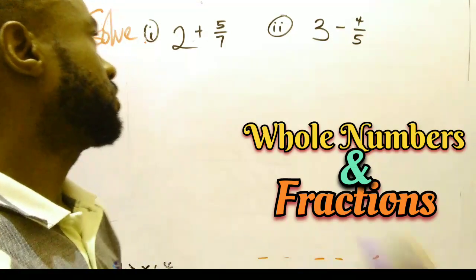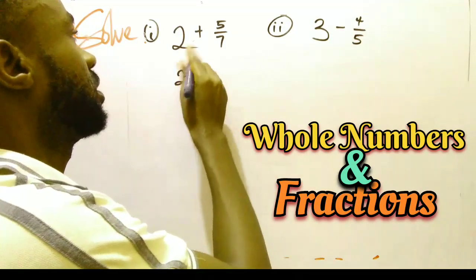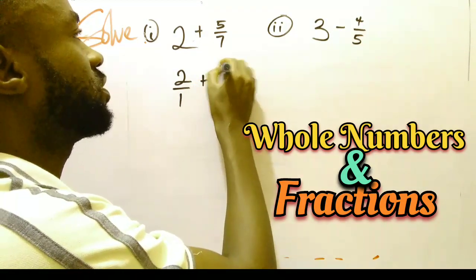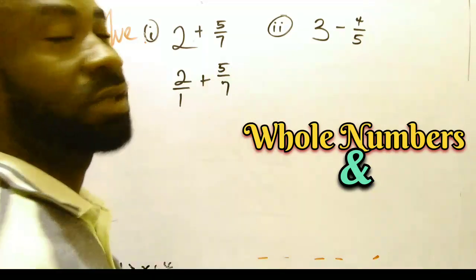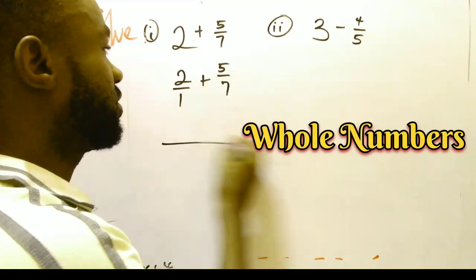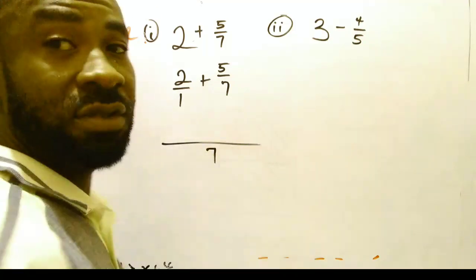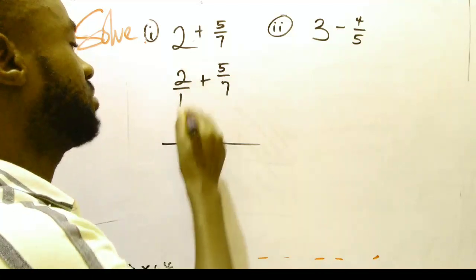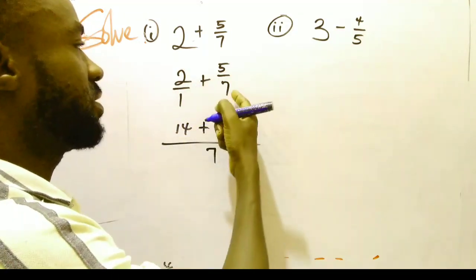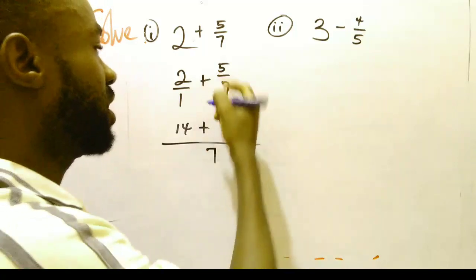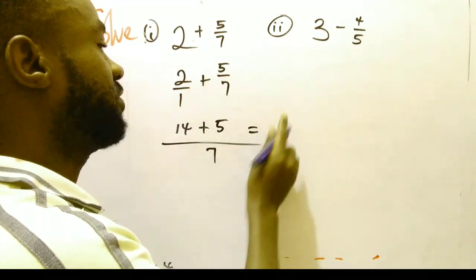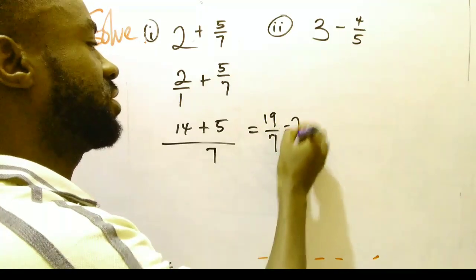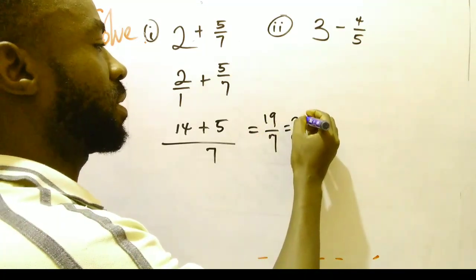The first thing to do is to make this whole number become a fraction by putting it over 1. And then you find the LCM of 1 and 7, which is 7. And then you go, 1 divided by 7 is 7. 7 times 2, 14. 7 divided by 7, 1. 1 times 5, 5. And that gives you 19 over 7, which is the same thing as 2 whole number 5 over 7.